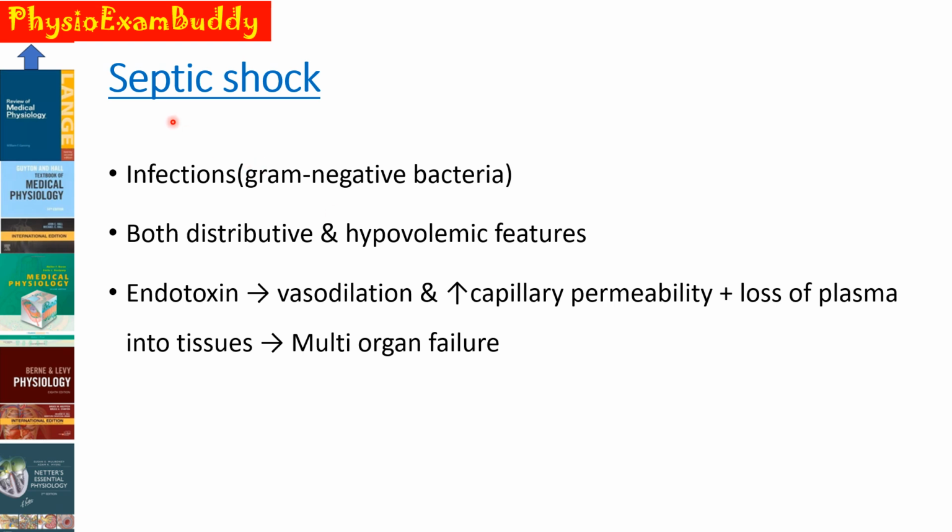Next is septic shock. Infections mainly by gram-negative bacteria cause shock which has both distributive and hypovolemic features. These endotoxins, which are cell wall lipopolysaccharides produced by some bacteria, cause vasodilatation and increased capillary permeability along with loss of plasma into the tissues. This will also initiate a complex series of cytokine and coagulant reactions that can eventually lead to multi-organ failure.